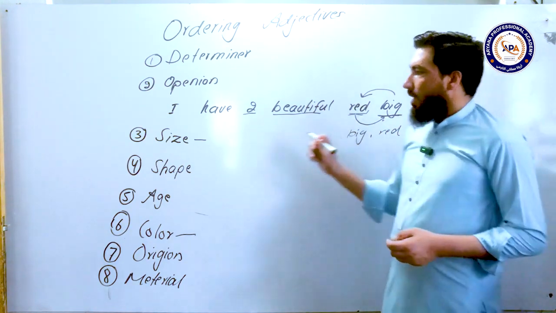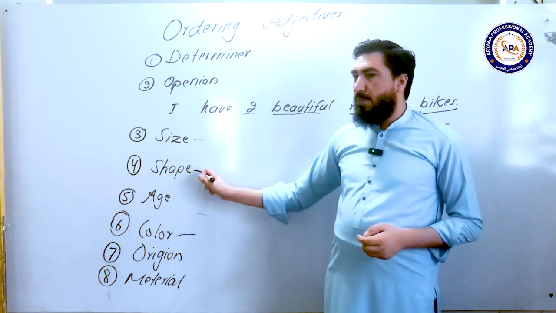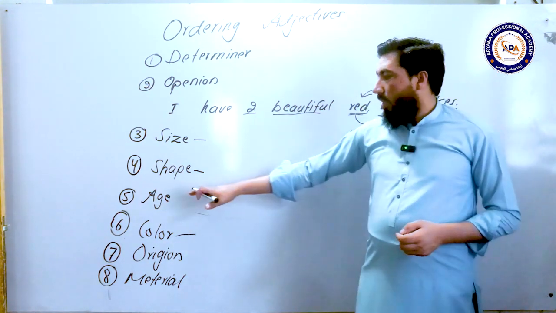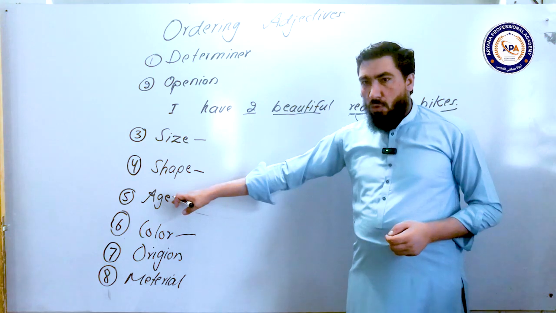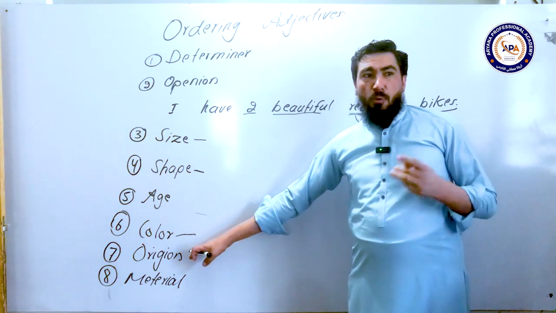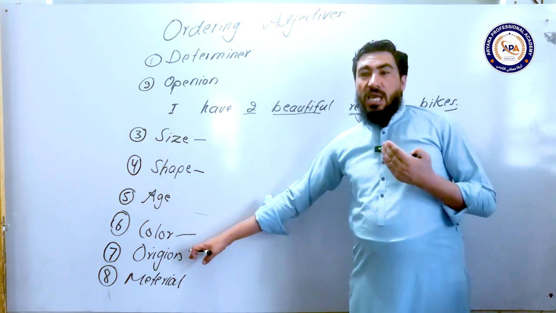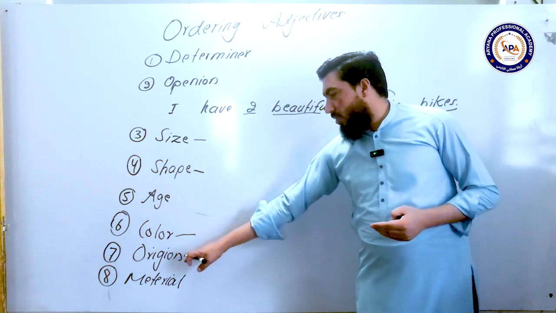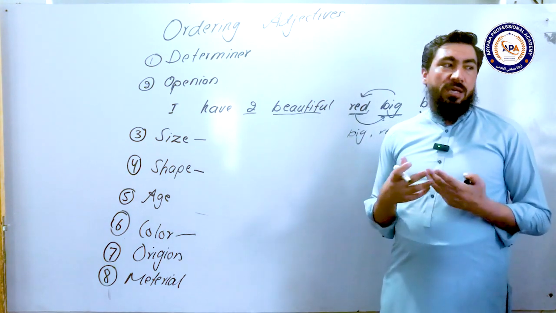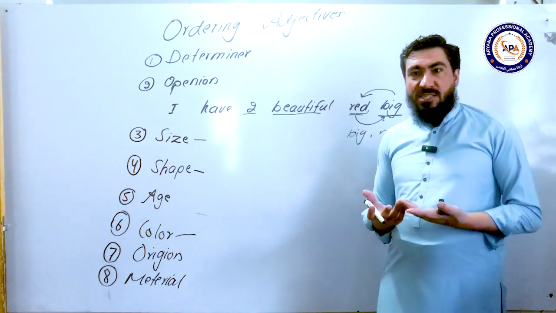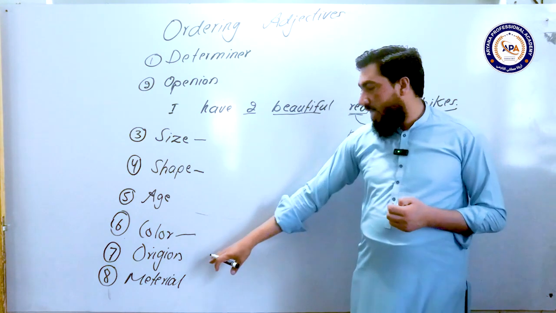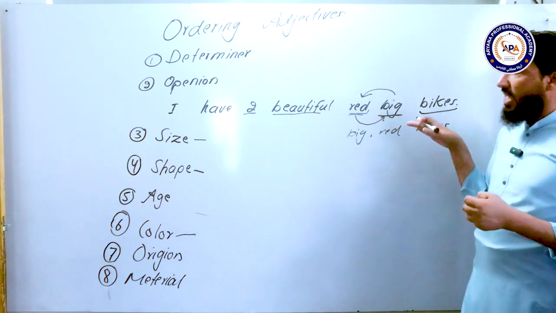Big red bikes. Then an adjective that describes the shape, like rectangular, circular, round, and so on. Then the adjective of age, like old, new. Then the adjective of color, then origin. Origin means which country it is from, which country it is made in. So then you have to mention the adjective of origin. And finally, the adjective that describes the material, like glass, metal, plastic, what exactly that thing is made of. Then you have to mention it at the end of the list of the adjectives.